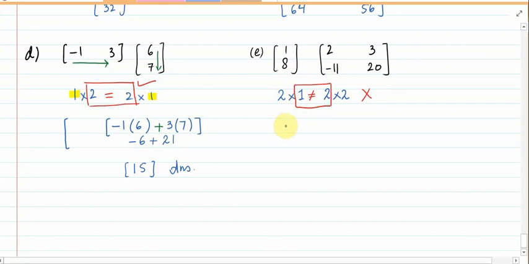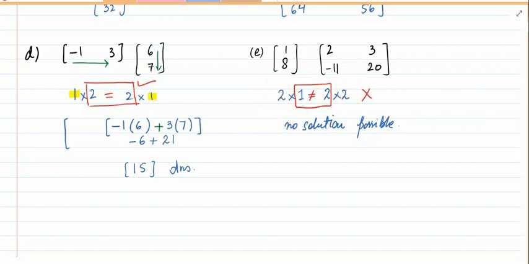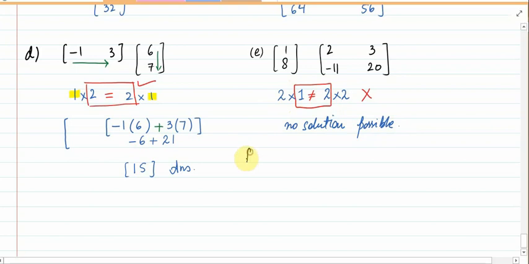We can write that no solution possible, right? No solution possible. Before you write that, you should mention the statement, this one, that condition is not valid. The last part, that is part F.